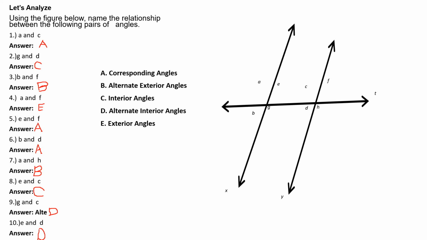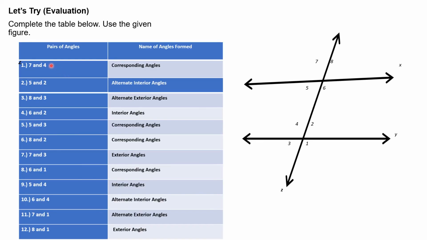So I hope you already know the difference among the corresponding angles, alternate exterior angles, interior angles, alternate interior angles, and exterior angles. Let us now have our evaluation part. We're going to complete the table below, using the given figure. So here is our given figure. I have already given you the names of the angles formed, but we're going to check it again, and then we're going to know where the location of each angle is.